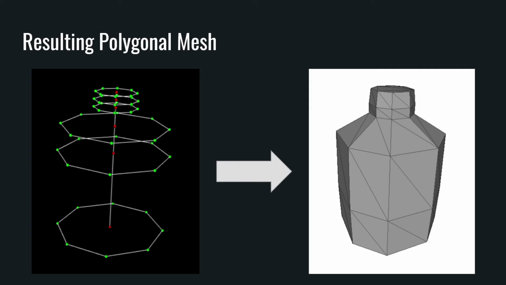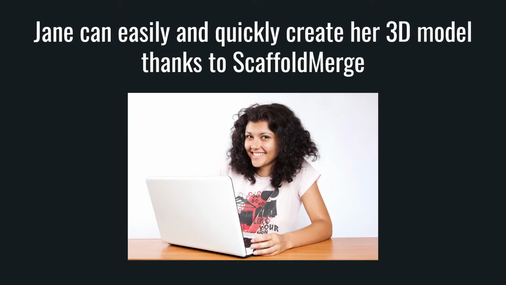Now that Jane was able to obtain her merged scaffold, she can then generate the corresponding polygonal mesh, which she can then do whatever she would like with. She can 3D print it or, for example, upload it to a 3D modeling database for others to use. Now we can see that Jane is a lot happier than when we had seen her earlier, and this is because she was able to easily and quickly create her 3D model, all thanks to ScaffoldMerge.